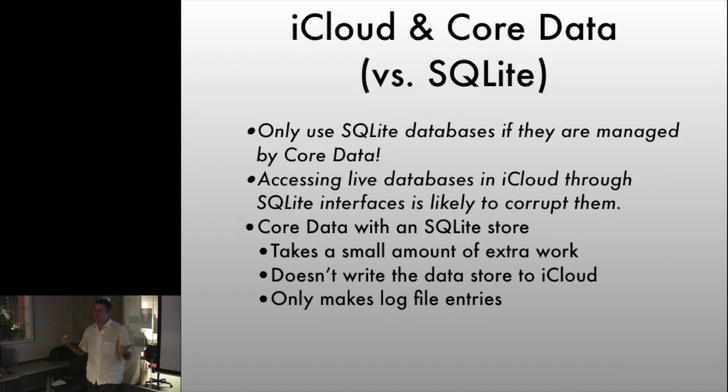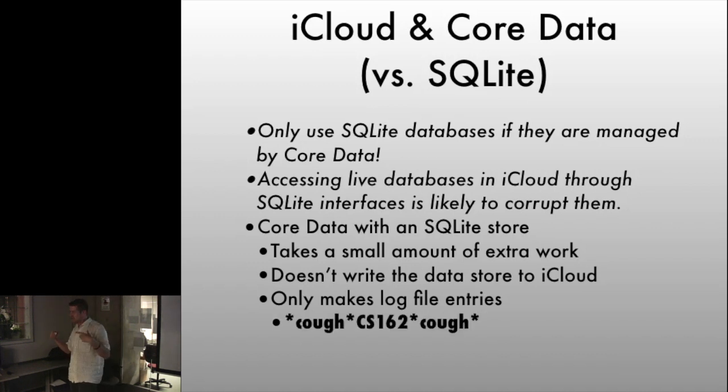CS162 people, this should all sound very familiar. So the way that Core Data handles it is log entries. That's it. Every time your database changes, it makes a log entry. That's it, and it's done atomically, and it's done up on iCloud. Whenever another application that is using that database through Core Data wants information from it or wants to modify it, it rebuilds the database on the fly from the log entries, which is straight out of CS162.